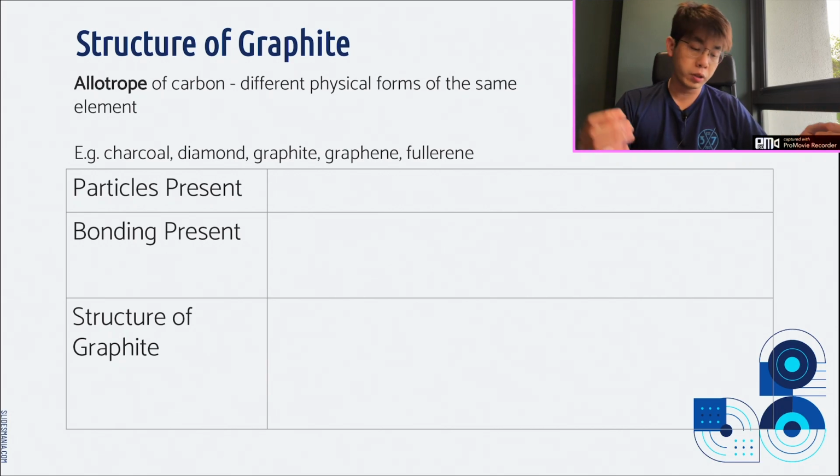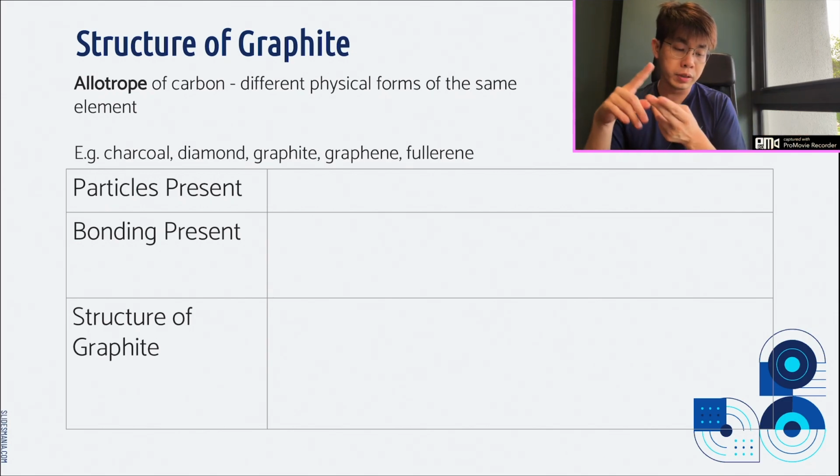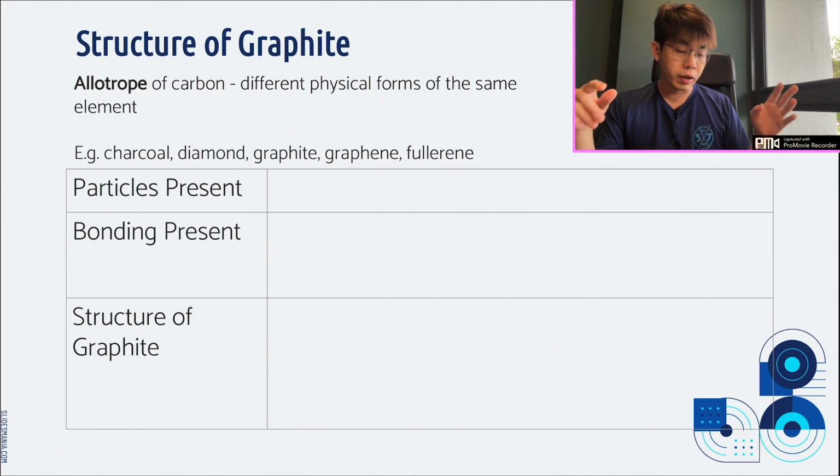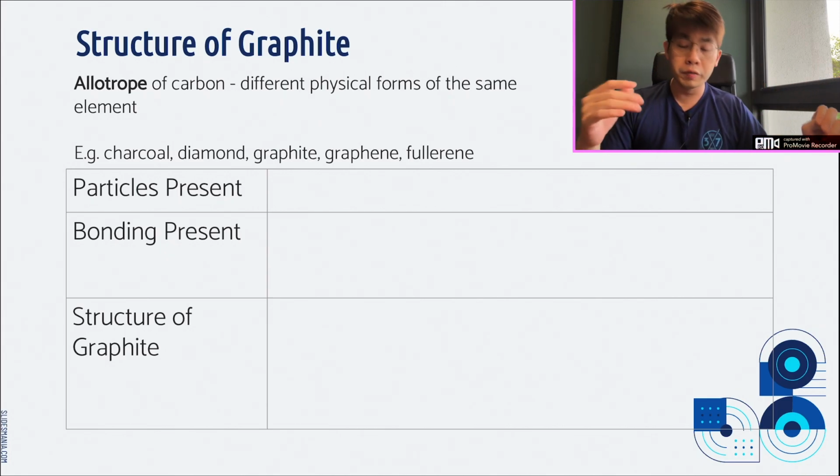So firstly, we talk about the word allotrope. Graphite is actually also just carbon. Every atom in graphite is a carbon atom. And you might have noticed that that's the same thing as diamond. So diamond and graphite are what we call allotropes of carbon, right? Allotropes are different physical forms of the very same element. So charcoal, diamond, graphite, graphene, fullerene, they are all carbon. However, they all exist in different forms, but they are exactly the same element. So therefore, we call them allotropes of carbon.